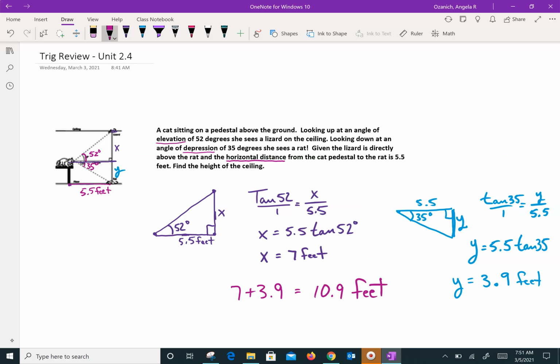Okay, a little bit of a high ceiling. Not too bad. Those numbers work out pretty good. Okay. Hope that one went very well for you.